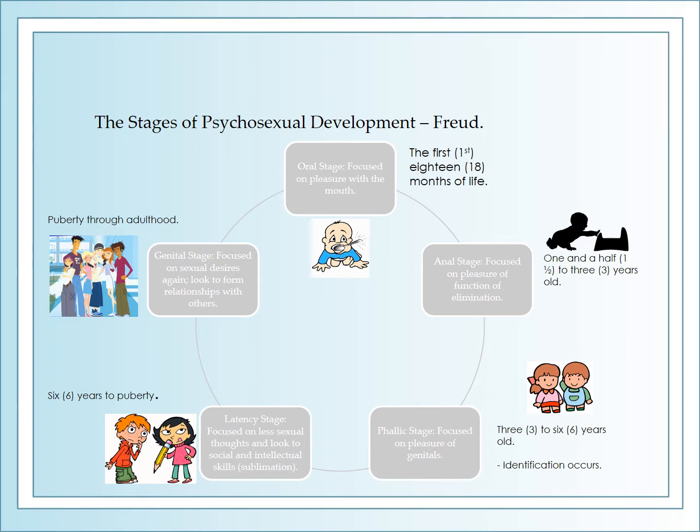The phallic stage is focused on the pleasure of the genitals, and this occurs from 3 to 6 years old. In this stage, boys and girls begin to realize that they have different body parts from a girl or a boy. Girls may have long hair, boys have short hair, whatever the case may be. They begin to realize the differences between boys and girls. They understand that they are a boy and that's a girl, or they are a girl and that's a boy. And this is also when identification occurs.